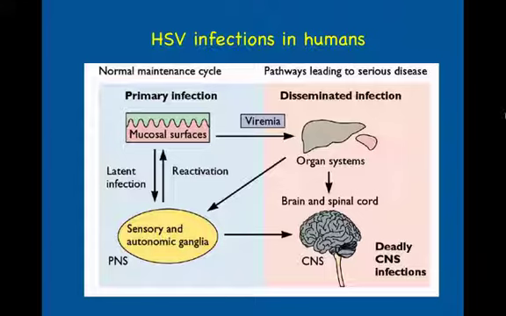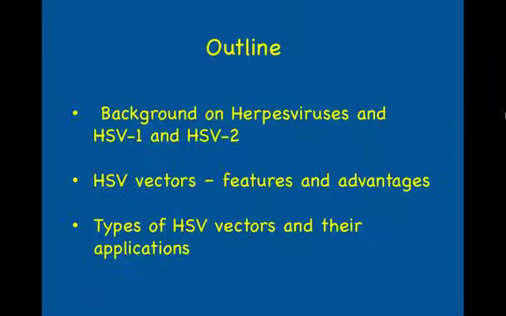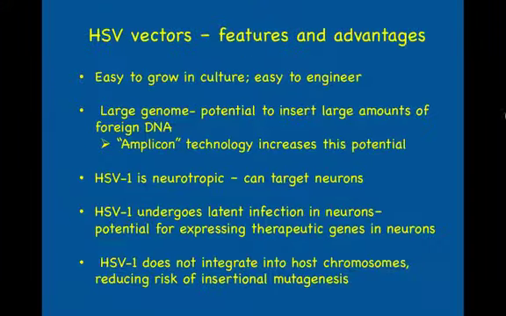The initial infection can lead to widespread viremia, which can lead to your liver and spleen, and depending on how bad the infection is, that can cause serious damage. So we're just going to go through some background, some things about vectors, and the types.